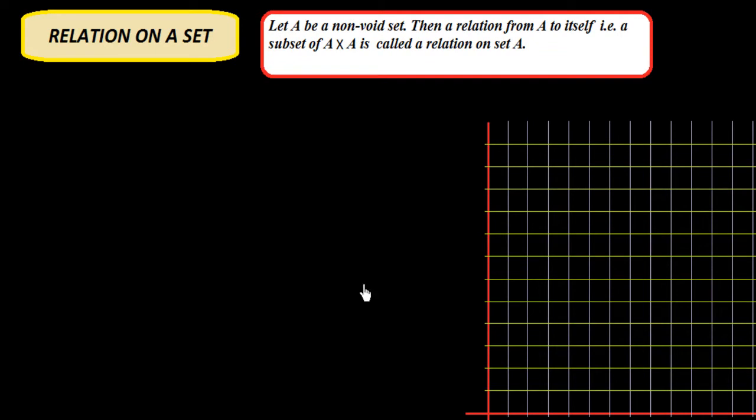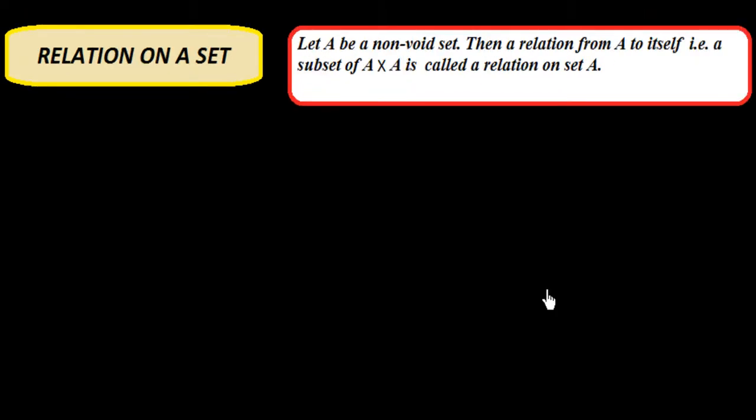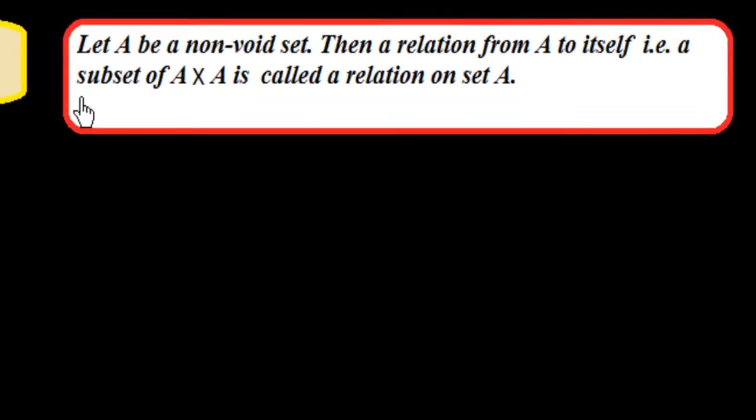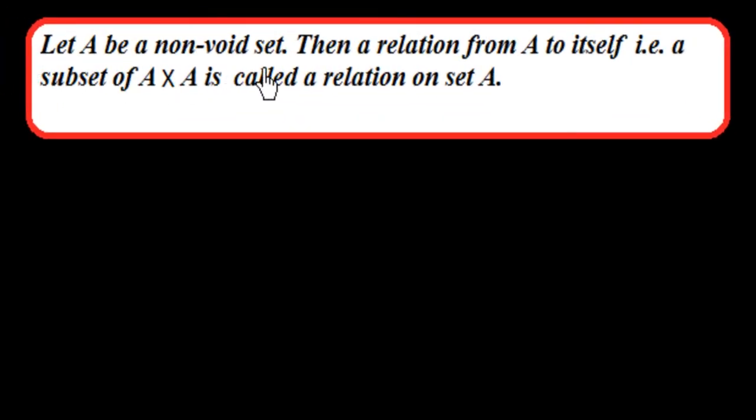Now the third thing I would like to tell you, a relation on a set. Let A be a non-void set, then a relation from A to itself, a subset of A cross A, is called a relation on set A. Non-void set means it should not be an empty set. There should be some elements in the set. So we could find out A cross A.